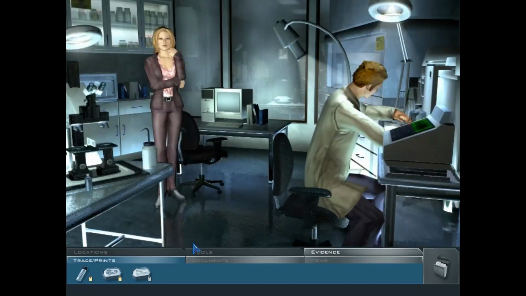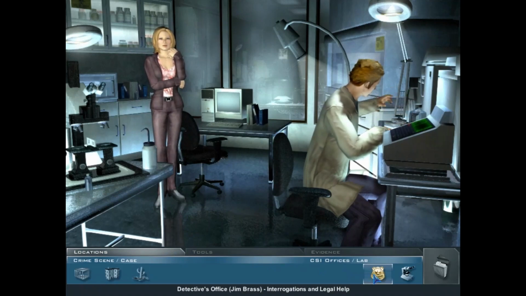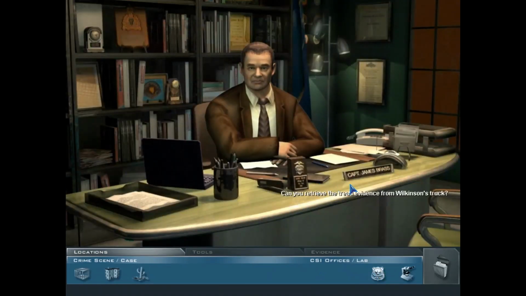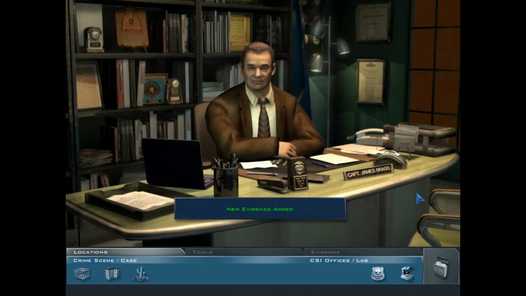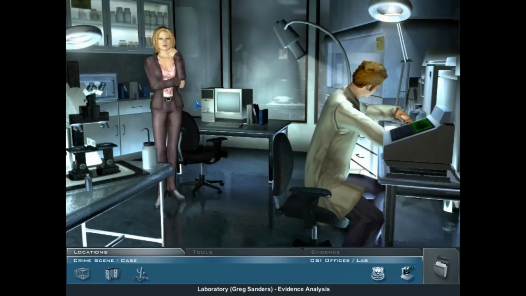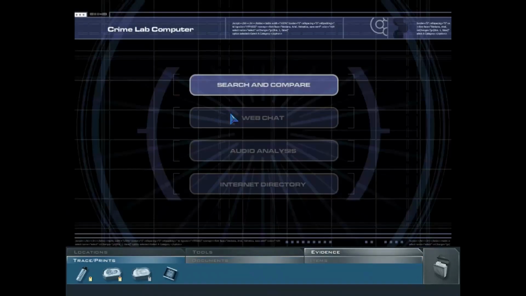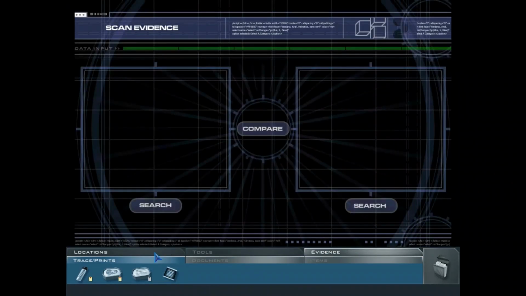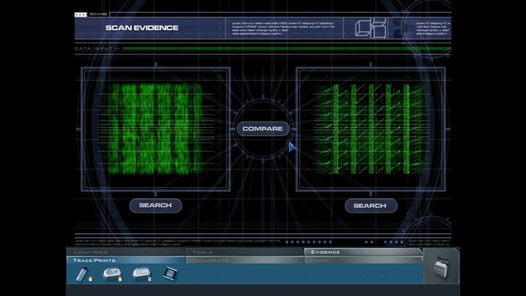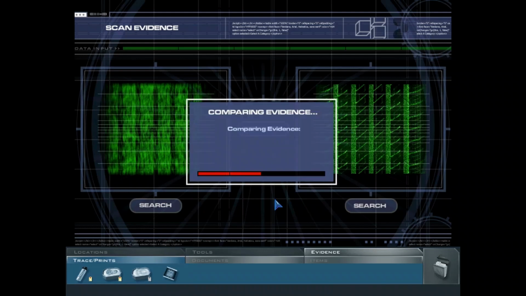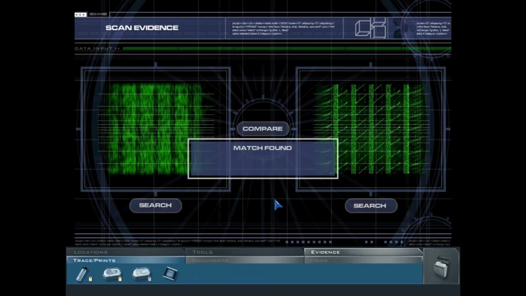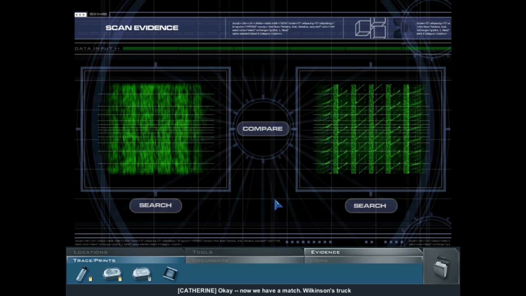What can I do for you? Sure, I'll get you the prints from the garage you lifted. Those look like the best ones. Yes? Okay, now we have a match. Wilkinson's truck made a return trip to the scene of the crime.